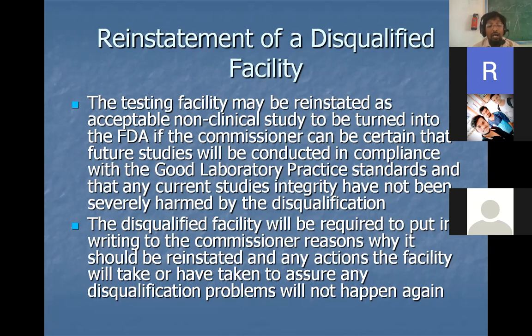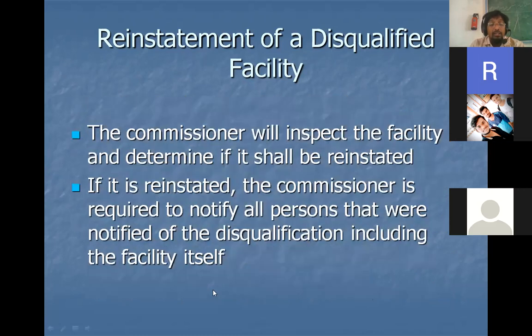And previously, when you violated the GLP rules, it generally hasn't affected the results of the previous experiment. That should be informed, and the disqualified facility will be required to put in writing to the commissioner the reasons why it should be reinstated and any action the facility will take or has taken to ensure no disqualification problem in future. So this is the way to restart or get the permissions of GLP after you have been disqualified.